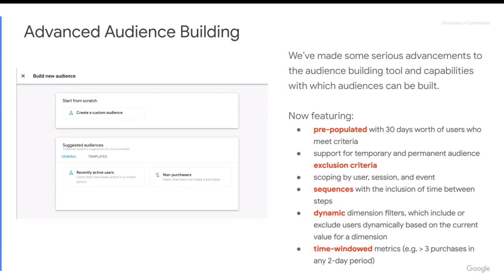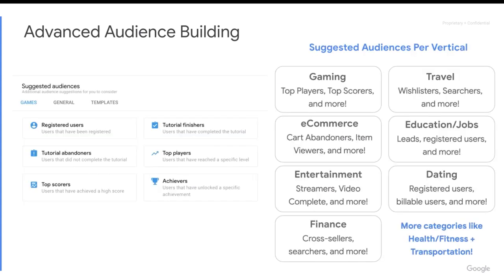Similarly to the events and user properties, Firebase will also suggest recommended audiences depending on the vertical that your app is classified under. So, for example, for a gaming app, it might suggest audiences such as top players or top scorers, whereas for your finance apps, it might suggest cross-sellers or searchers, for instance. There are more categories than what is here on the slide, and you can find all of this in the Firebase docs. So let's jump into the platform and have a quick look at how all of this looks in the interface now.